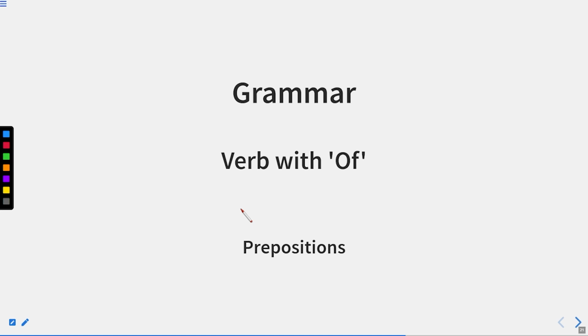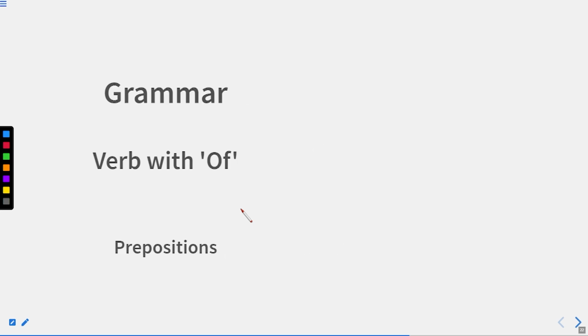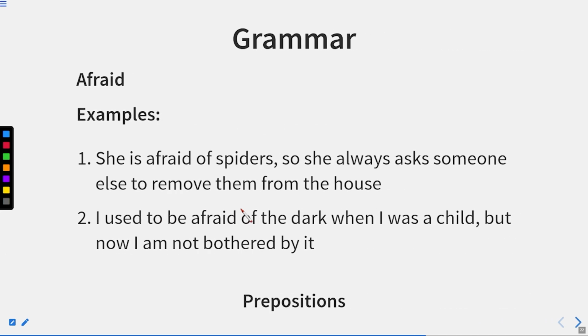Now here we are going to discuss preposition of with some verbs, or we can say there are a few verbs which are always followed by preposition of, and they are necessarily followed by preposition of. For example, the first one is afraid. So whenever we use afraid, we use of with it. For example, she's afraid of spiders.